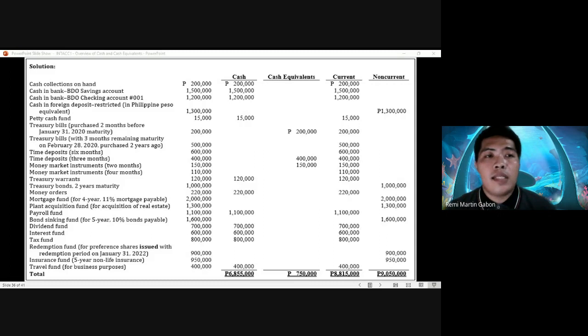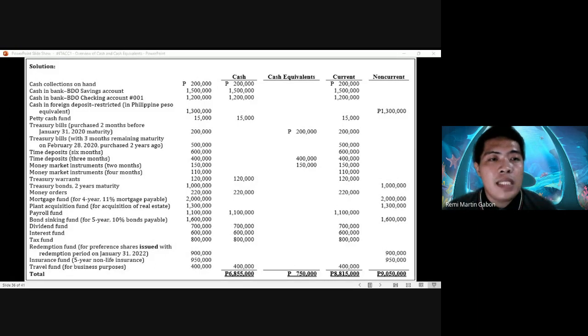Okay? Next, treasury bills purchased 2 months before January 31, 2020. Ayan, so treasury bills, an example of cash equivalent. Sabi dyan, purchased 2 months before January 31, 2020. So generally, pasok sa 3-month rule. So part siya ng cash equivalent. Then automatically, part na rin siya ng current assets.